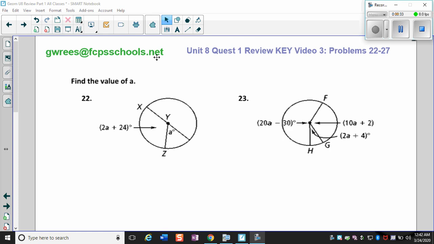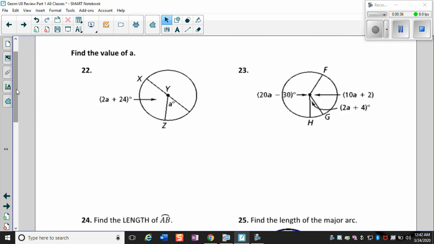Let's start off with problem 22. So finding the value of A, we have to study the picture a little bit. We see that we have a circle. This is called circle Y because the center of the circle has point Y in it. Notice where the A is. We have an A with a degree symbol, so there's an angle that has A in it. And there's also another angle that has 2A plus 24 all together as a degree expression.